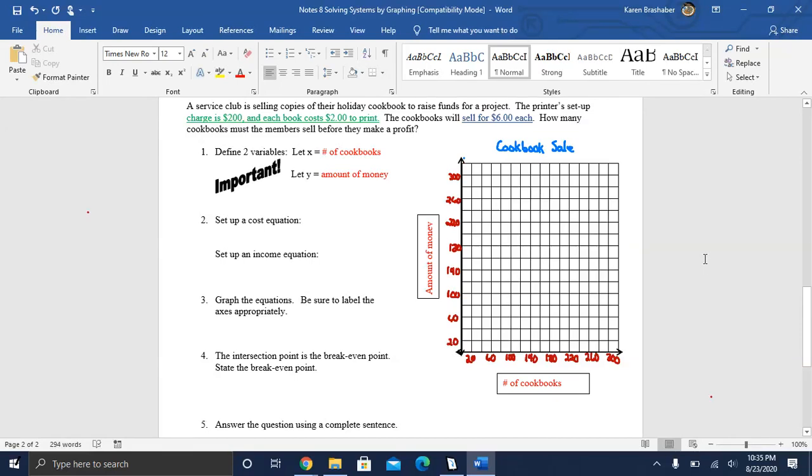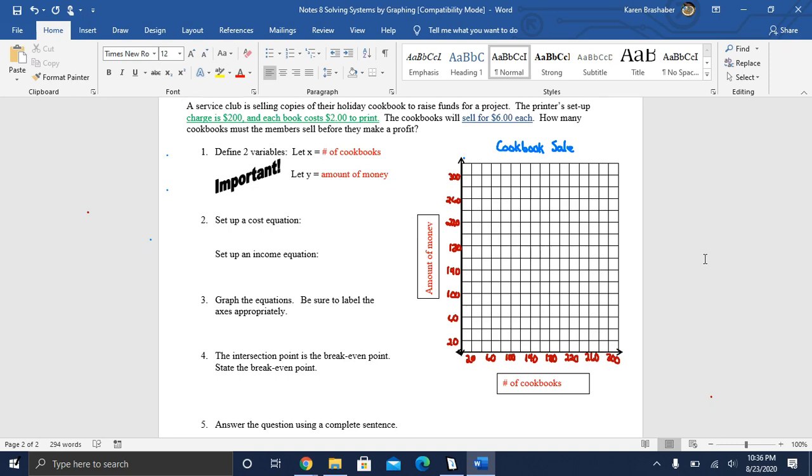I'm going to have us look at one application. This is on the back of your notes, and this is a graph that illustrates break-even points. You won't have to graph a break-even point problem in this assignment, but you will have to analyze a graph that shows break-even points. So I thought we would go through this process.